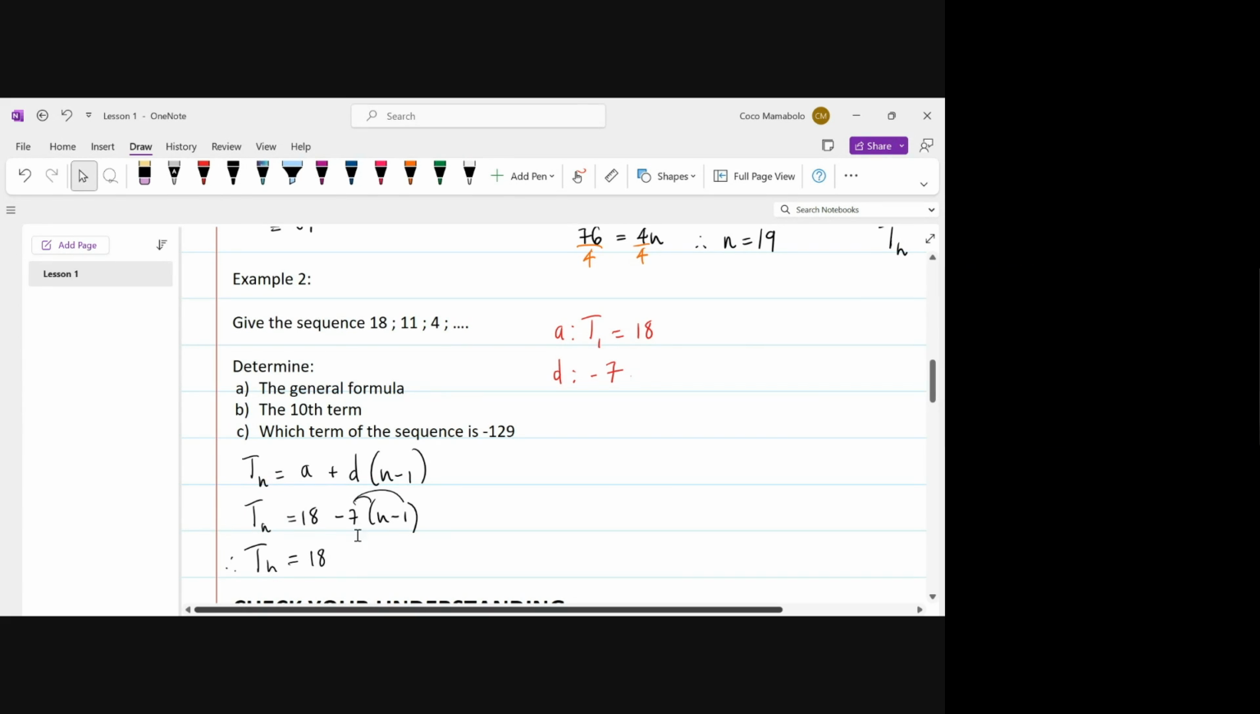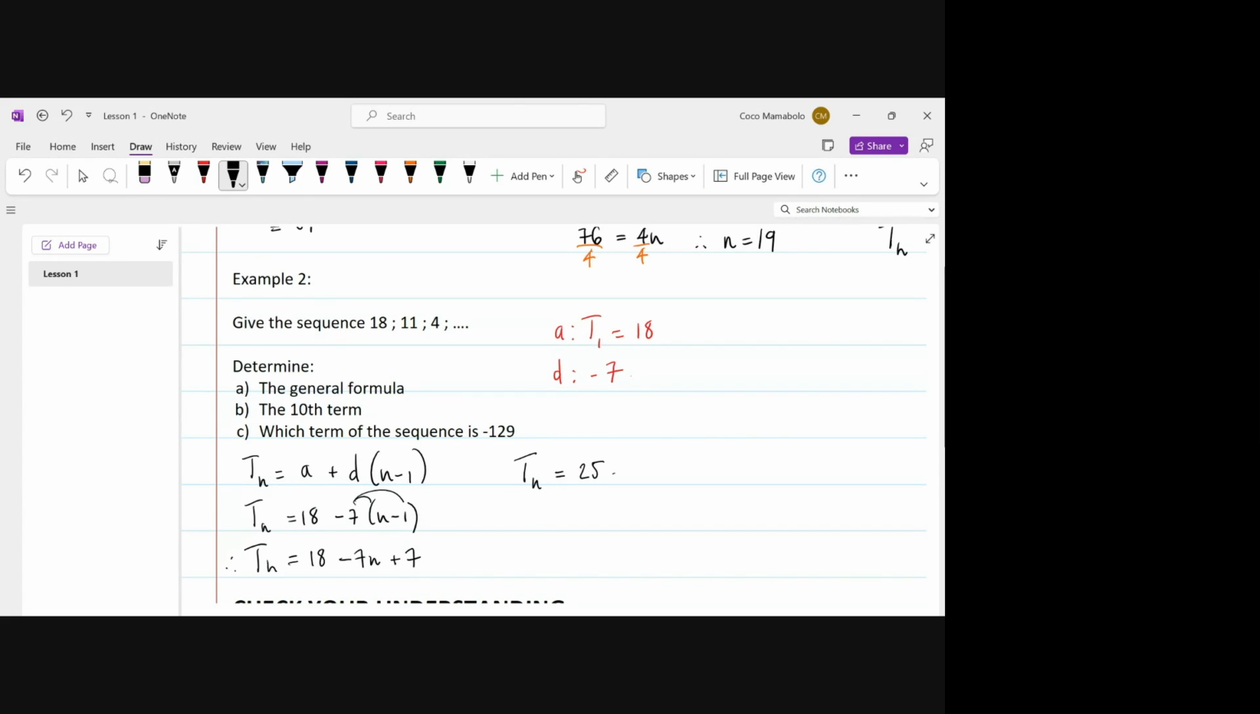Okay, I missed that one. -7 times n should give us? -7n. That's it, -7n, and then? -7 times -1 will give you +7. So multiplied by that. All right, finish up, my darling. Okay. Then you add like terms together. 18 plus 7 gives you 25. Absolutely. And then you're left with your -7n.